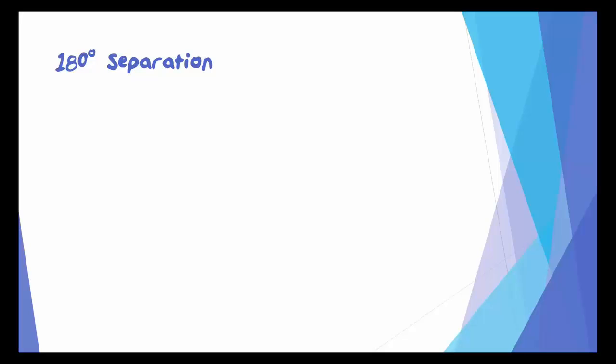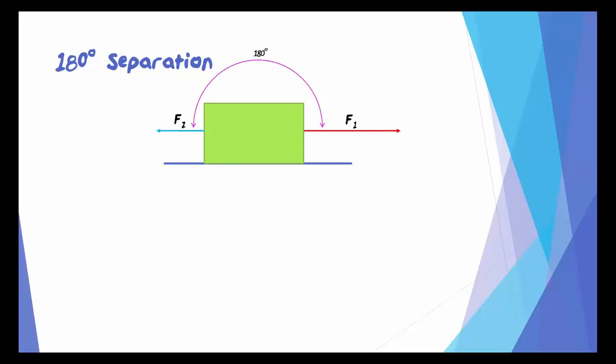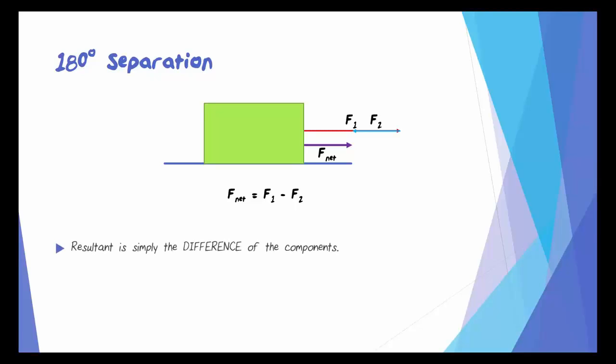Now let's look at the opposite, 180 degrees of separation. So here's an object, again, with two forces on it. Here, I think it is more obvious that the separation is 180 degrees. Since the forces are in opposite directions, the net force is just the difference between the two forces. And that's always going to be true when the forces are 180 degrees apart. The resultant is simply the difference of the components. And 180 degrees of separation gives us the minimum possible resultant. There's no other way we could combine these two vectors and end up with a smaller resultant.